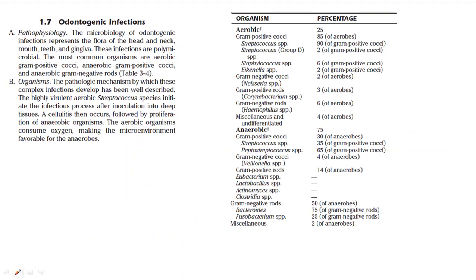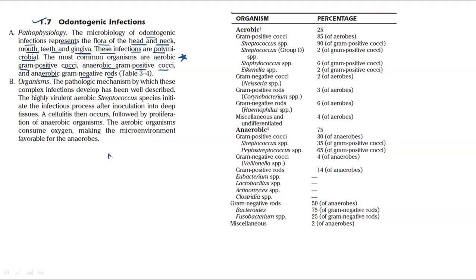Okay, let's just try to get the pen working. Okay. So now let us talk about odontogenic infections. The microbiology of odontogenic infections represents the flora of the head and neck, mouth, teeth, and gingiva. These infections are polymicrobial. The most common organisms are aerobic gram-positive cocci, anaerobic gram-positive cocci, and anaerobic gram-negative rods.